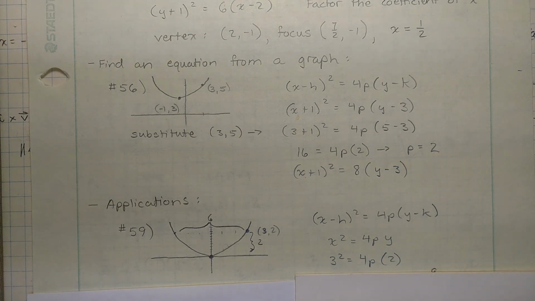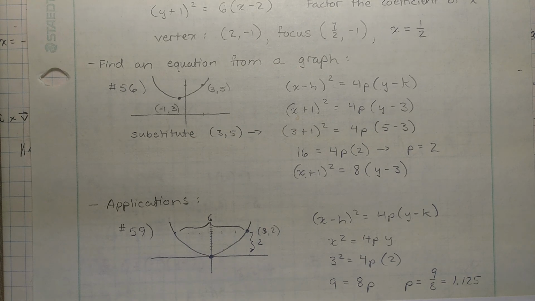So I get 9 is equal to 8p. Divide both sides by 8, and I get that p is 9 over 8, or in decimal, 1.125. So remember, that's the focal length. So the focus is 1.125, in this case centimeters, away from the vertex. So that would be my final answer. The bulb should be placed at 1.125 centimeters from the vertex.